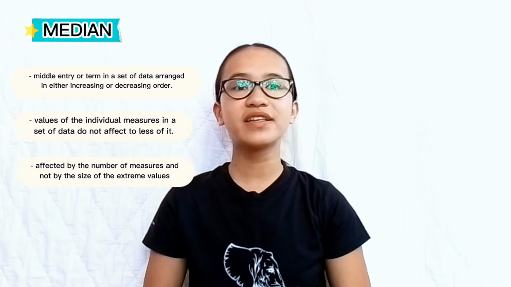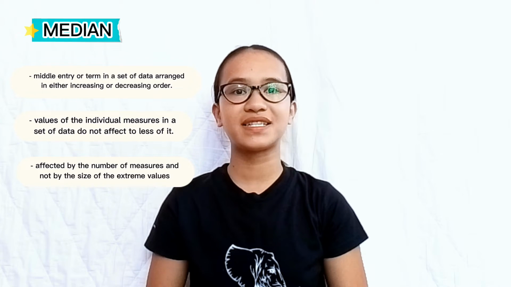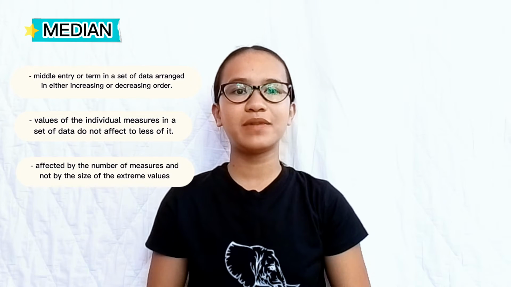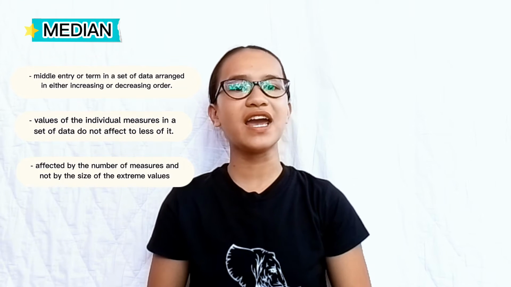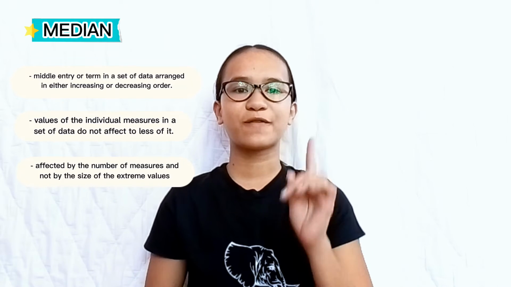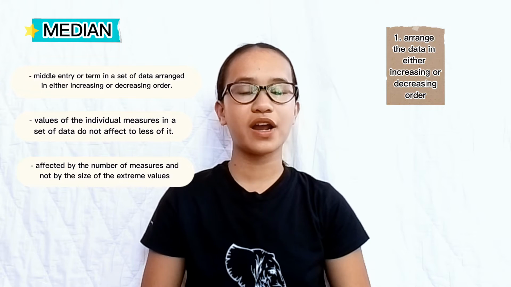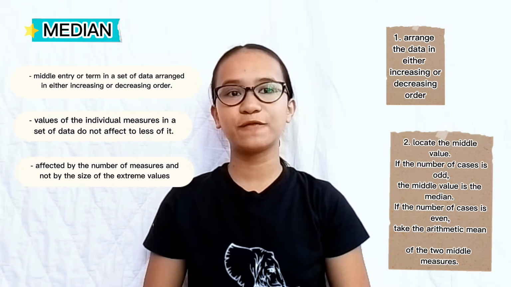It is affected by the number of measures and not by the size of the extreme values. Always remember, to find the median of a given set of data, take note of the following. First, arrange the data in either increasing or decreasing order. Second, locate the middle value.